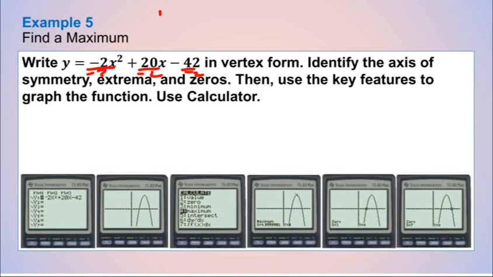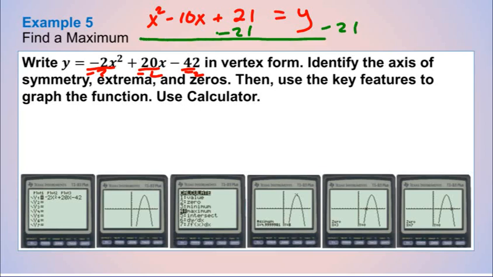So now I have x squared minus 10x plus blank, and then 42 divided by -2 is a positive 21. So let me do positive 21 equaling y. I'm going to subtract 21 on both sides. And now I have a difference.